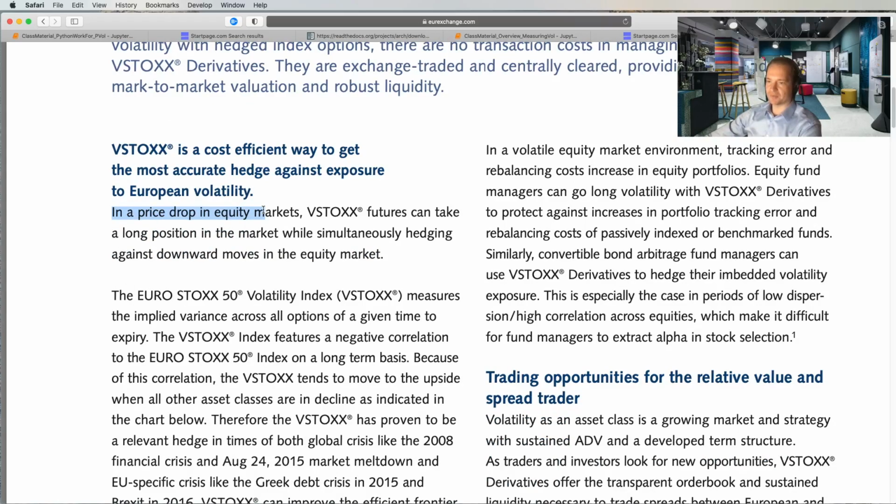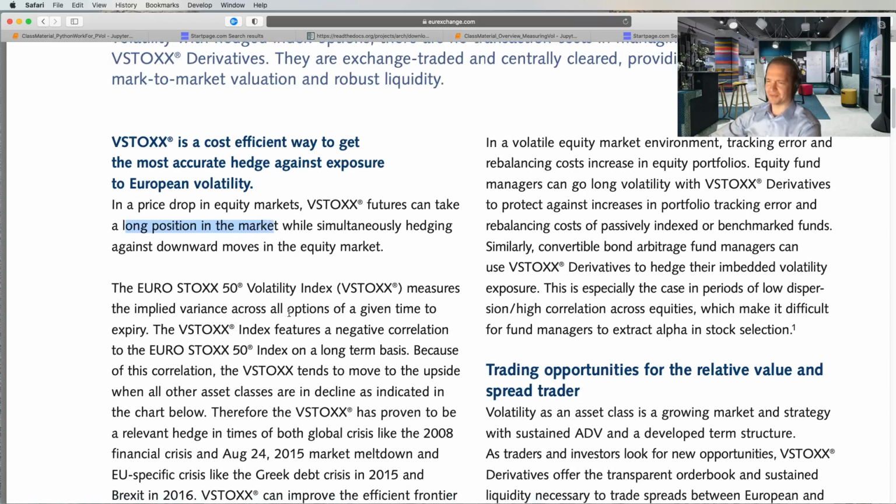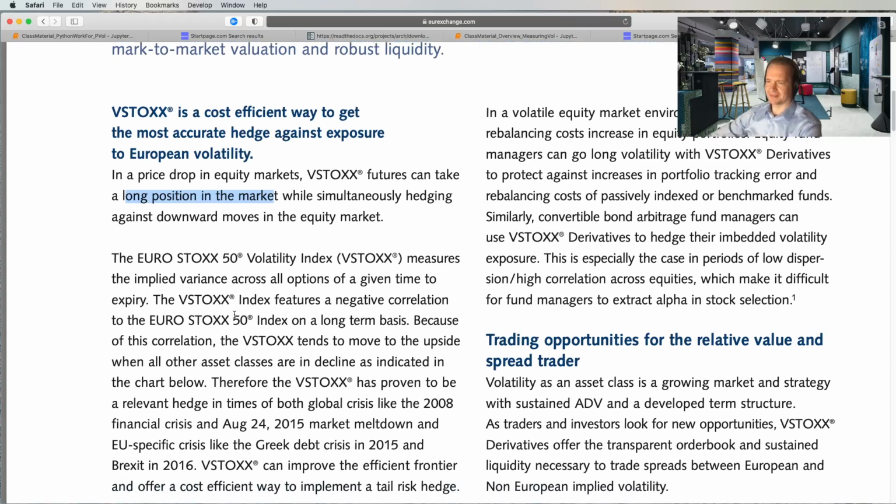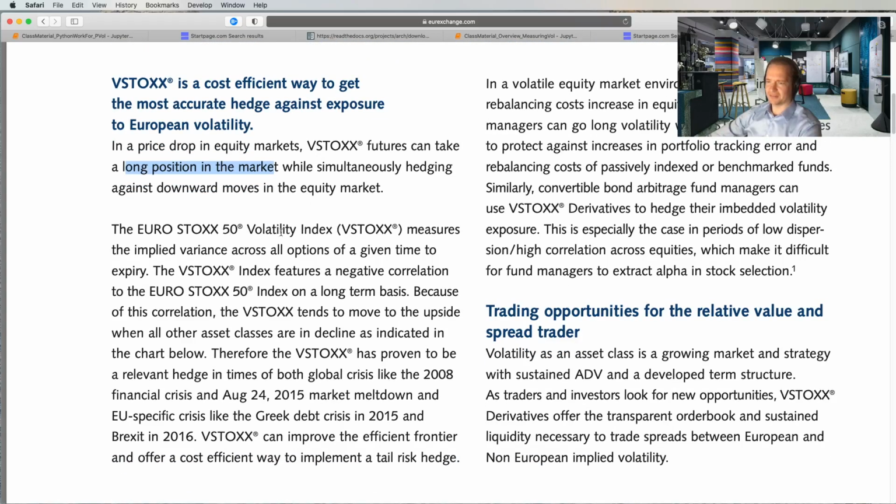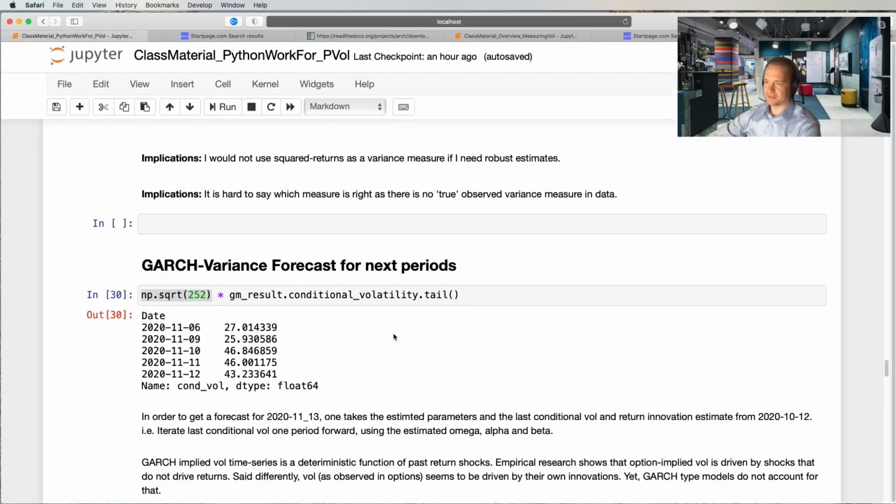In a price drop in equity markets, VSTOXX futures can take a long position in the market while simultaneously hedging against downward moves in the equity market. I know that's somewhat weird the way it's written. This vol index, VSTOXX, measures the implied variance across all options of a given time to expiry. The VSTOXX index features a negative correlation with the Eurostoxx index on a long-term basis. That is what I meant here.